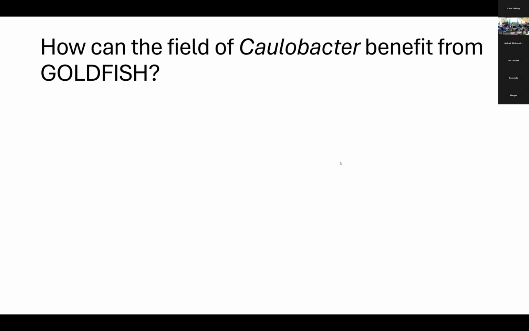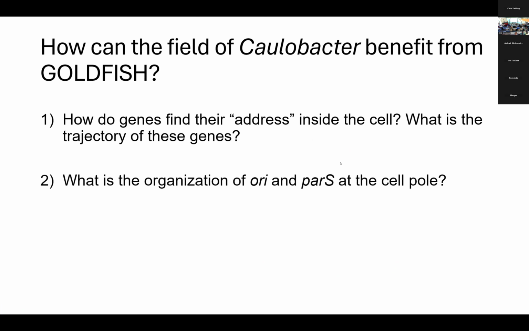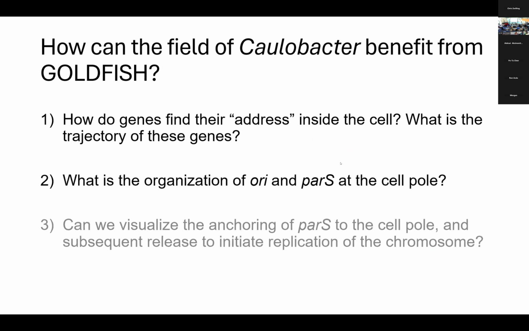well, here are the questions that we have. So the first one is, how do the genes find the address inside of the cell, and what is the trajectory of these genes? What is the organization of ORI and PAR-S at the cell pole? And also, we can visualize the anchoring of PAR-S to the cell pole and the release to initiate replication of the chromosome. Thank you so much.